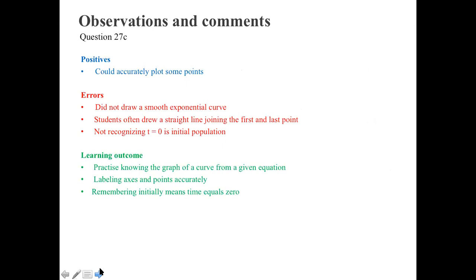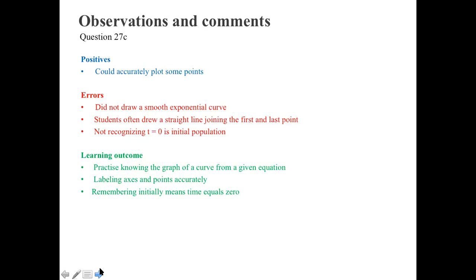So they just couldn't recognise the equation. And the other error was, again, the initial population. They sometimes started at T equals 1 and didn't recognise that T equals 0 was in the domain. So we really need to just practice equations of curves and what that graph would look like.